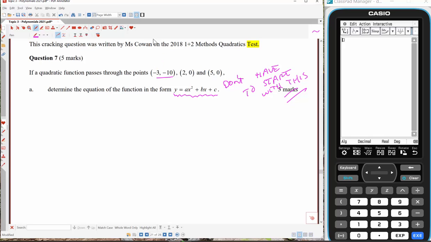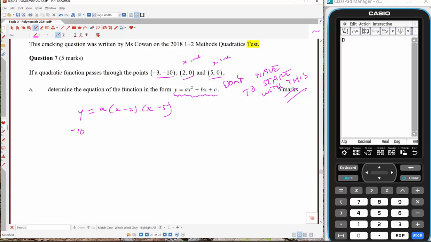Here's a coordinate, nothing special. Here's a coordinate, very special, that's an x-intercept. Here's another coordinate, very special, that's another x-intercept. So here's the game plan. We're going to start with the intercepts, which will look as follows: x take 2, x take 5. Pop this point in here, find our a value, and then expand right at the end.